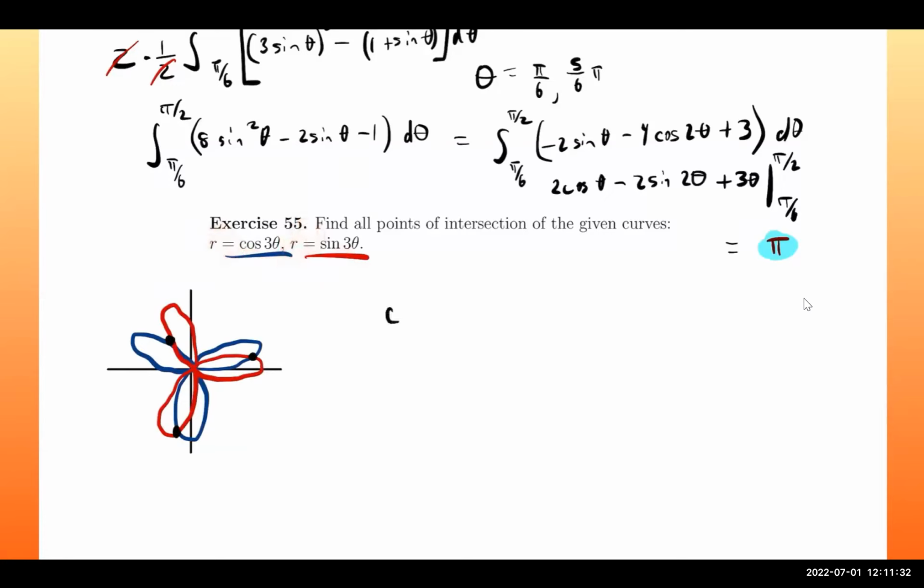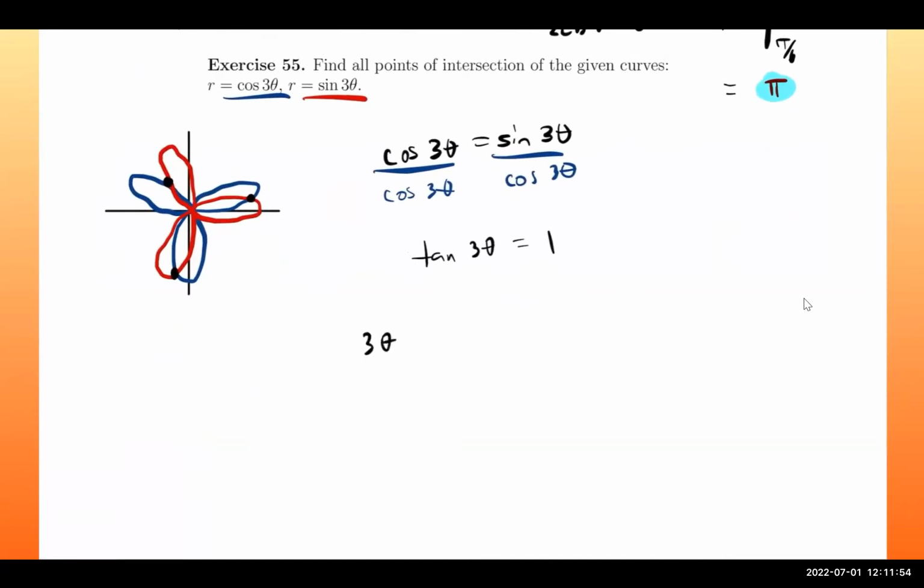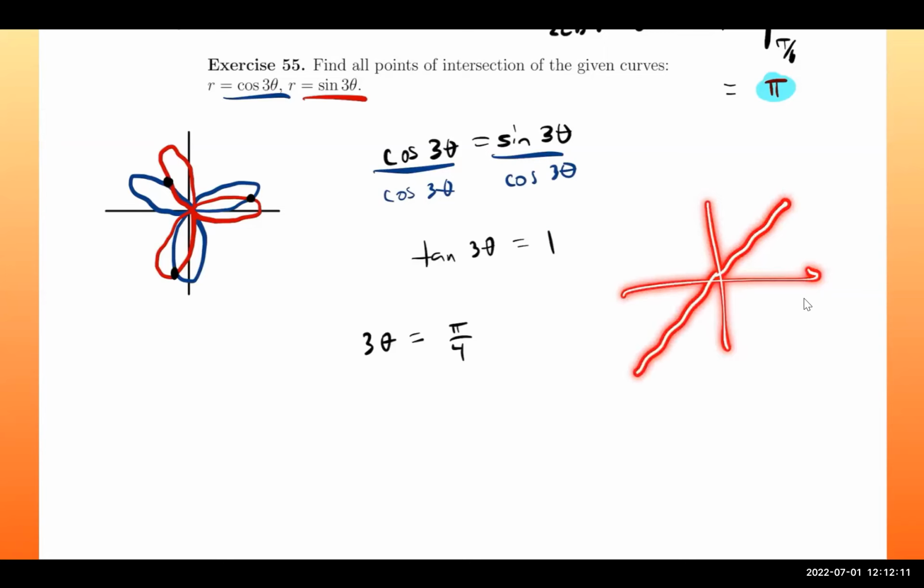The way you find the points of intersection is you can set these two equations equal to each other because they're both equal to r. So you have cosine of 3 theta equals sine of 3 theta. Now you can divide both sides by cosine 3 theta to get an equation that we can solve. That's just going to be tangent of 3 theta equal to 1. We know from our unit circle that the tangent has a value of 1 at 2 angles, pi over 4, and also 5/4 pi.